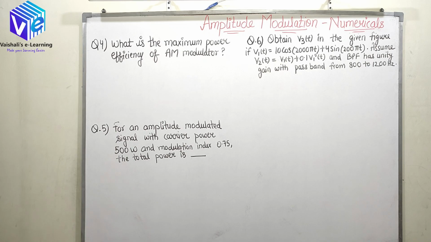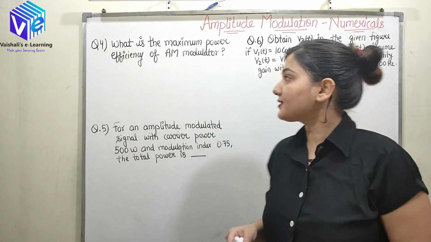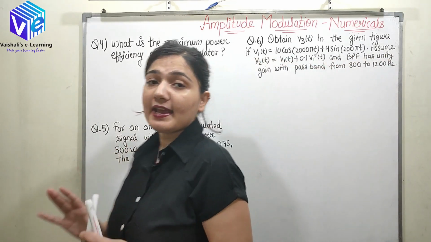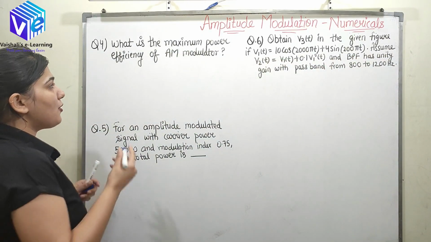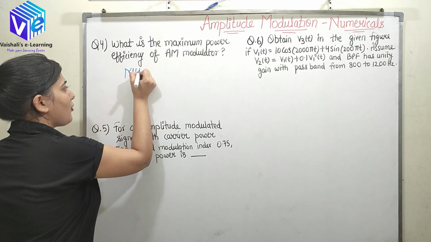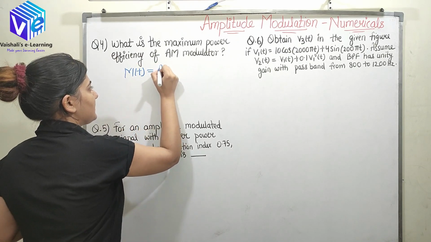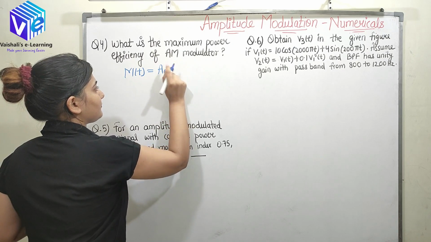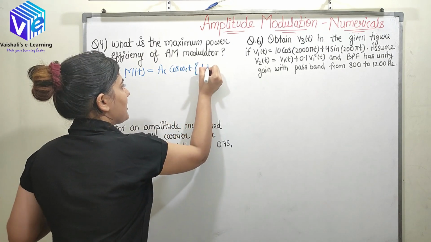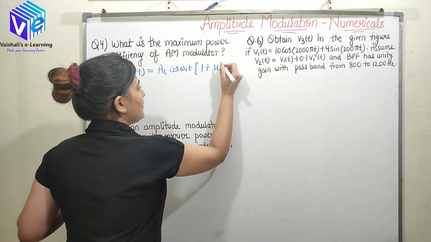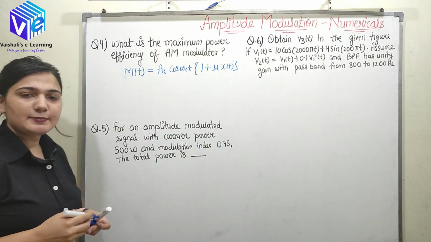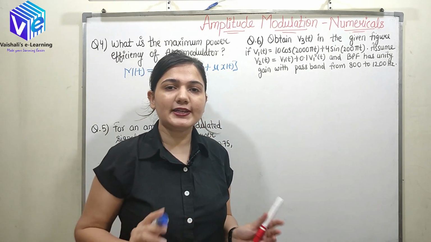Okay, so now coming to the next question. The next question states, what is the maximum power efficiency of an AM modulator? So now how I can represent my AM modulated wave? So the modulated wave can be represented as Ac cos ωct, it is multiplied with 1 plus μ times x(t). So this equation represents my amplitude modulated signal.